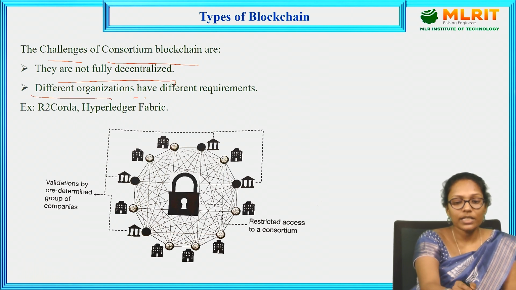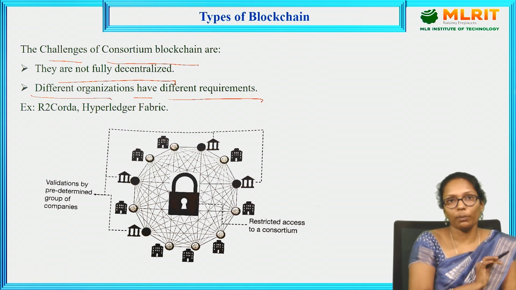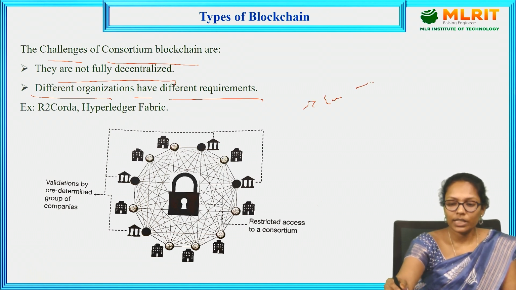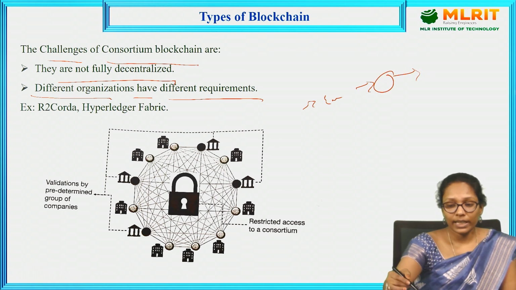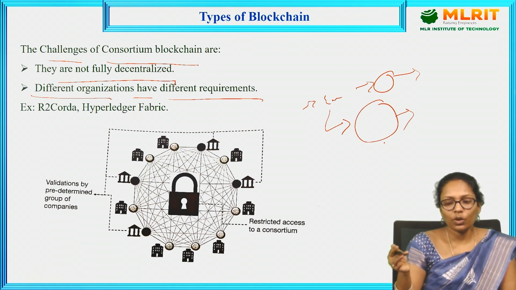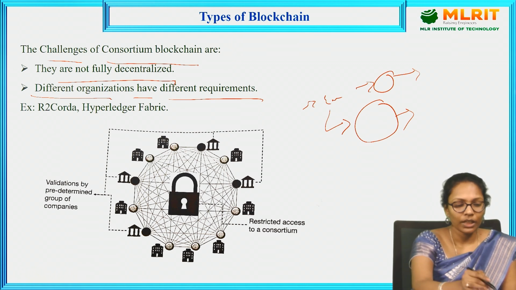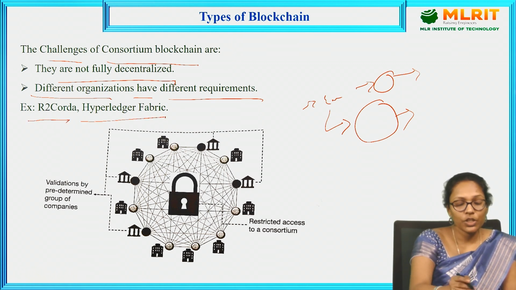And different organizations have different requirements. This is the problem. If I want to create a consortium blockchain, I cannot create it generically. For specific characteristics or specifications, I need to create it, right? If I am going with the engineering colleges, for these three engineering colleges I need to create one. The same thing may be needed by some set of IT companies, but for them the specifications may be different, right? So again, they need to rewrite the code. The code will be similar, but they need to create a new application for that. Examples are R3 Corda and Hyperledger Fabric.